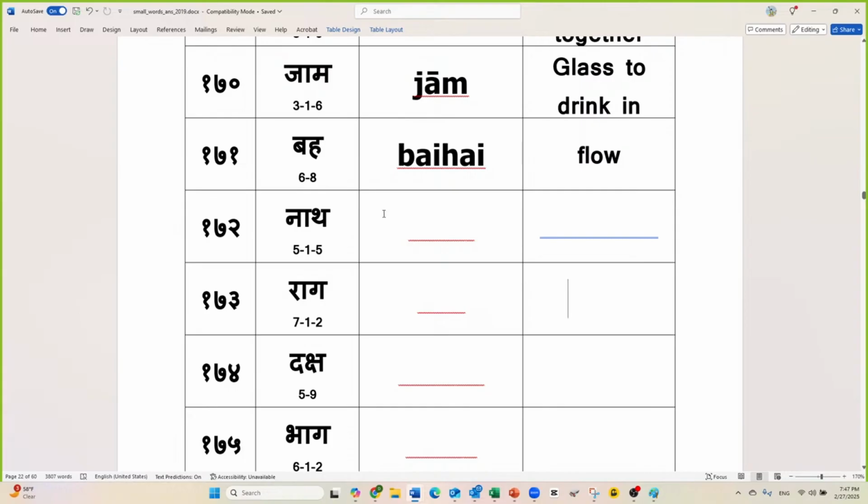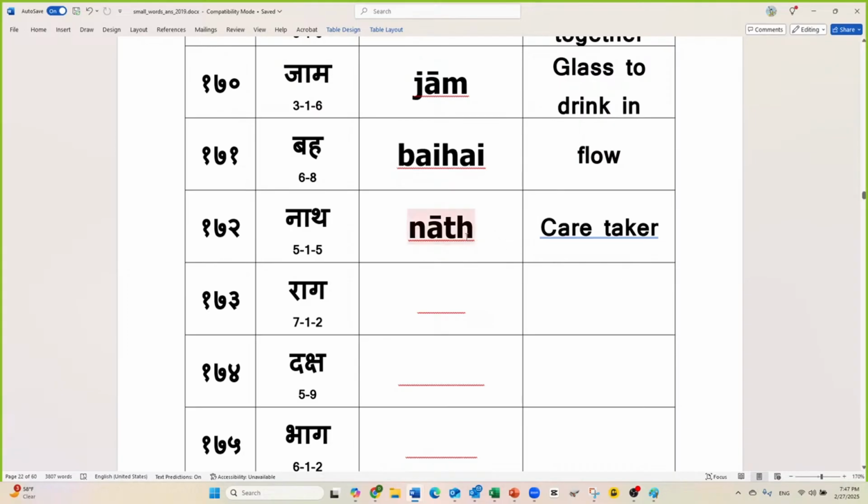Nath. And Nath is a caretaker, somebody who takes care of you. So you might hear in bhajans, particularly the word Dinanath. Deen is poor. Dinanath is somebody who takes care of the poor. Who takes care of the poor? God. So God could be referred to as Dinanath. So Nath is simply somebody who takes care of you.